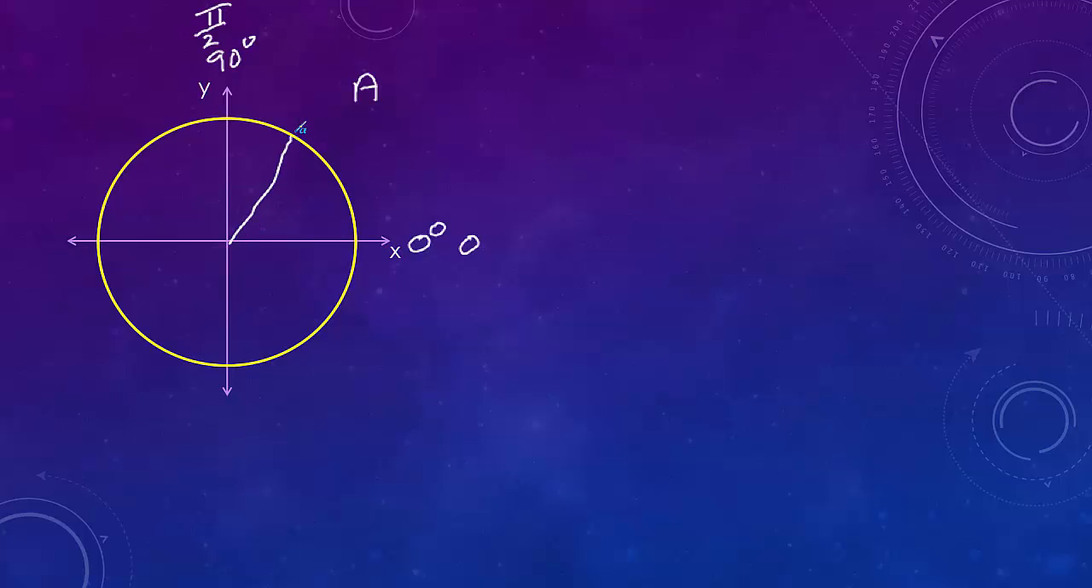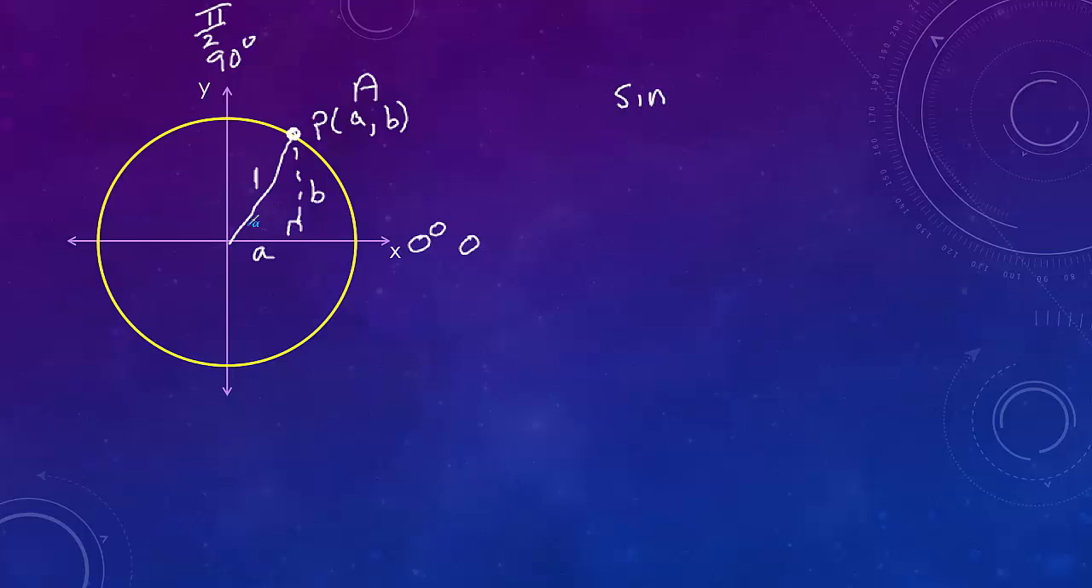Let's just take some general point here, and let's say that point has coordinates A, B. So if I form this triangle here, this length is A, this length is B, and we know that it's a unit circle, so the hypotenuse is 1. Because of where we are on the graph, we know that A and B are both positive numbers. We've got a positive x coordinate and a positive y coordinate.